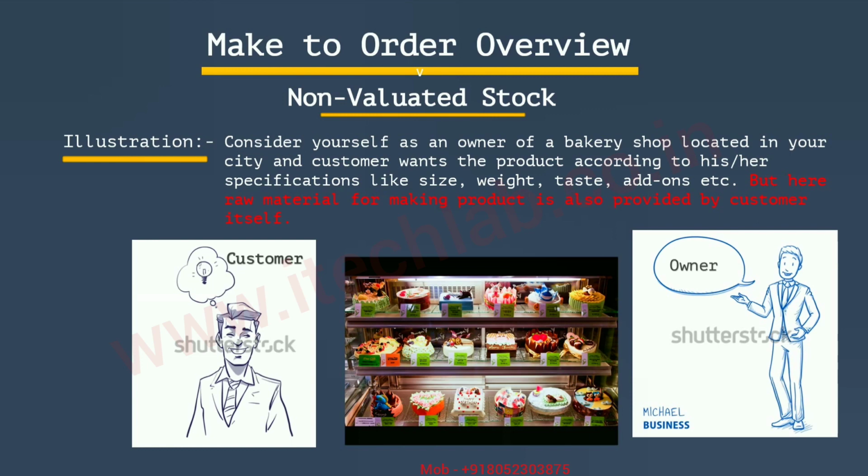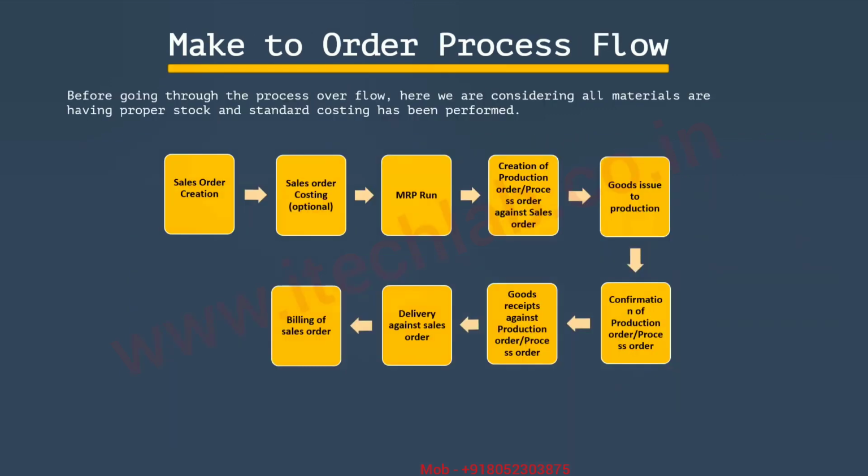Same here is an MTO order. So what happens here? Here the material is provided by the customer only. We are going to charge him as a service. The process flow. Okay, coming back to the process flow. The process flow is the same as MTO in valuated stock: sales order creation, sales order costing which is optional, MRP run, creation of production order against sales order. Remember, in MTO, the production order or process order is always created against a sales order, because the stock is going to be on the sales order stock. That is going to be restricted stock for the sales order.